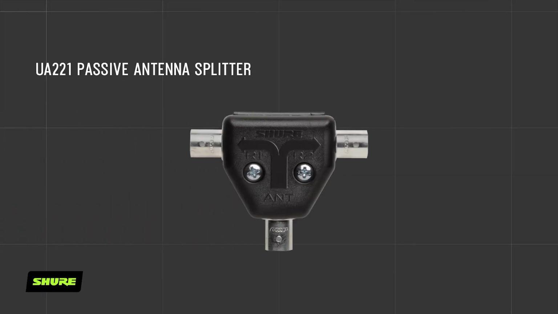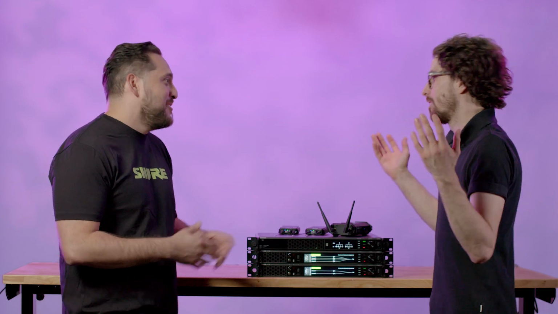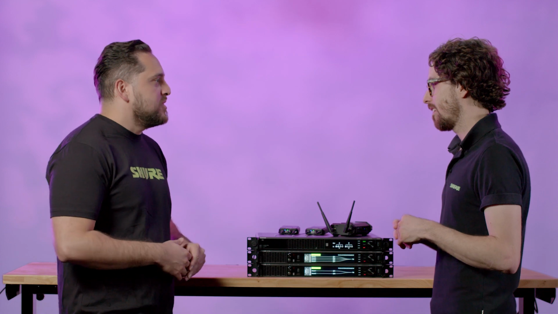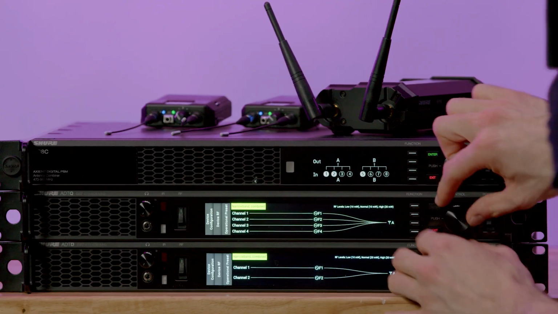Or in the case of a quad, well, there was no quad for the PSM 1000, but yes, you'd use a 2-to-1 for systems in the past. Excellent stuff. Okay, let's have a look at the next one.